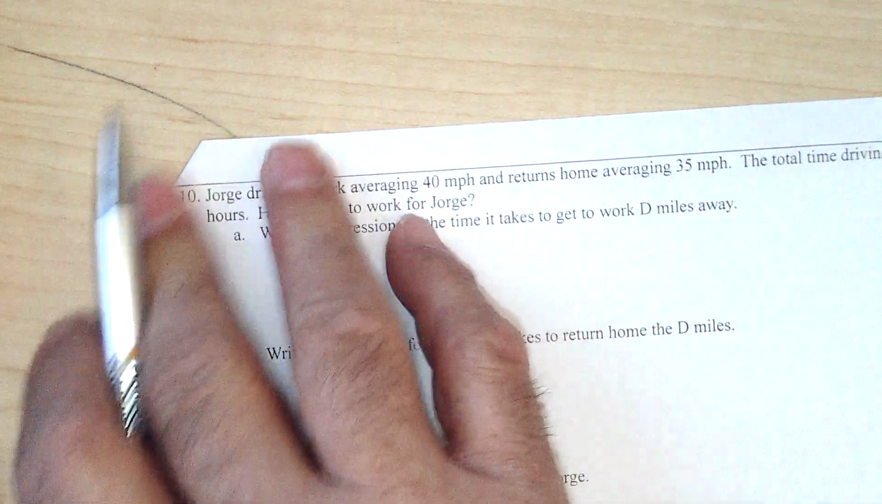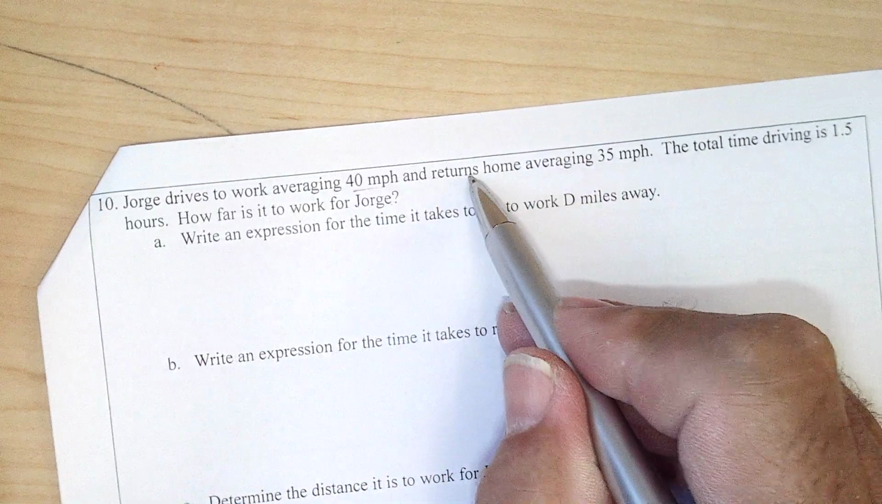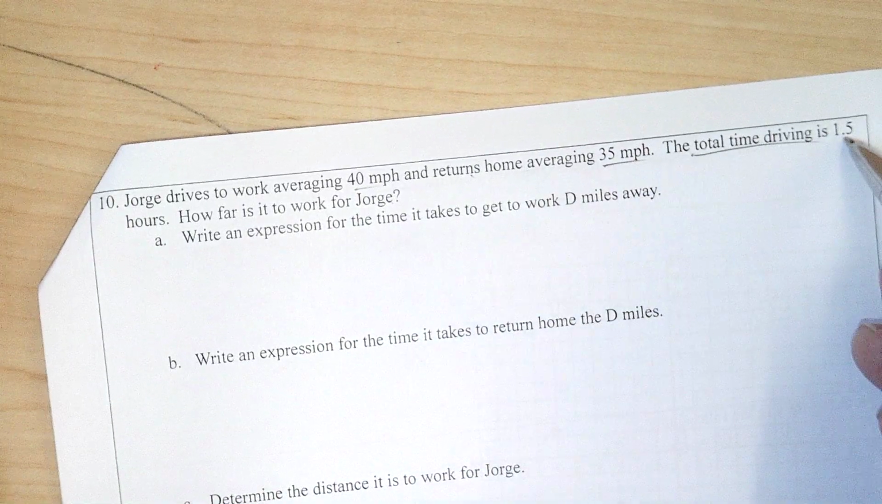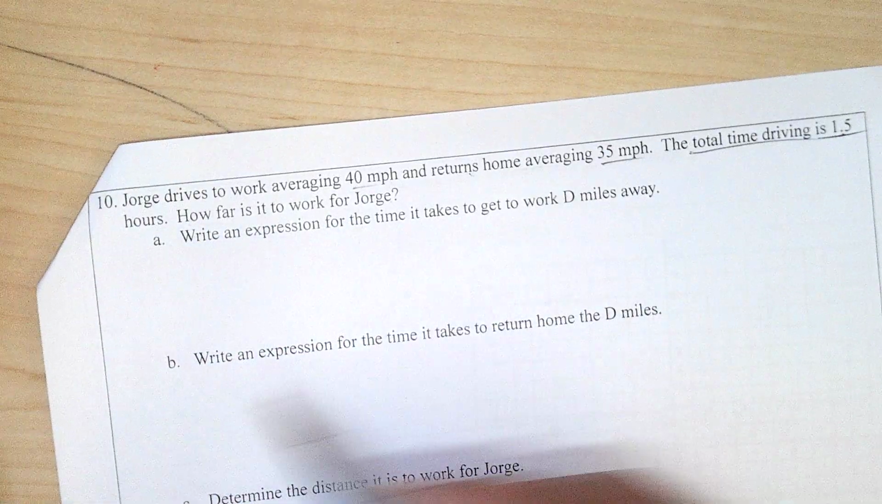10. Jorge drives to work 40 miles per hour, returns home at 35. Total driving time is 1.5. How far is it to work?